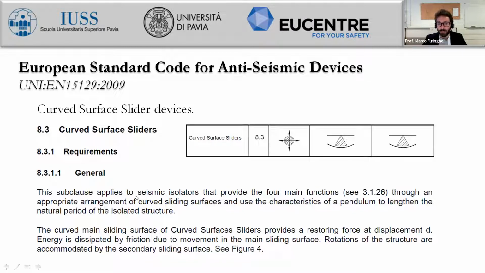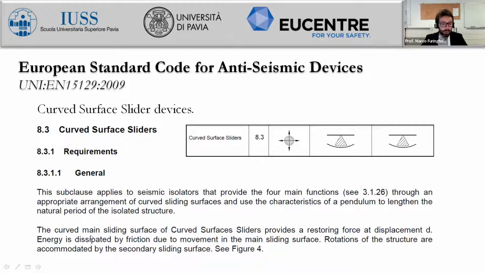This subclause applies to seismic isolators that provide the 4 main functions, which are obviously all the characteristics that we mentioned in the last lecture. So the period shift, the damping, and the recentering through an appropriate arrangement of curved sliding surfaces, and the use of a characteristic of a pendulum that lengthens the natural period of the isolated structure. So the curved surfaces, which lead to the pendulum motion, provide not only the recentering behavior to the device, but also the period shift.